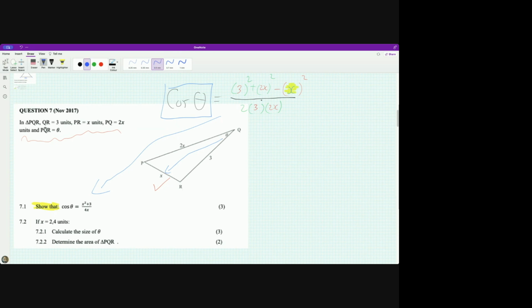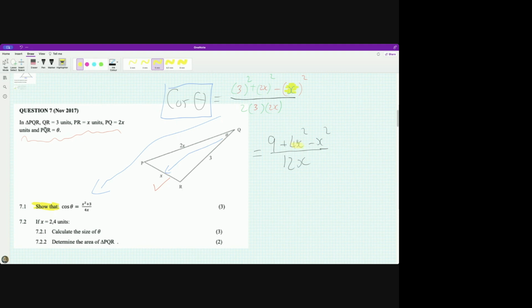So CM Tanda said, look out for like terms. Well, let's see if there are any like terms. 3 squared is 9. The 2x squared is going to be 2x times 2x, so that's 4x squared. And then this is minus x squared. On the bottom, I've got 2 times 3 times 2x, so that is going to be 12x. Are there any like terms?